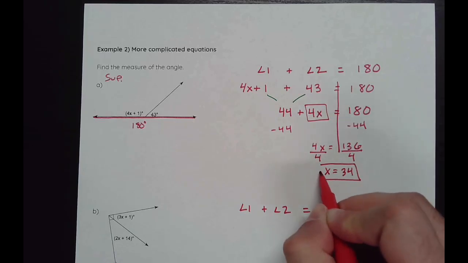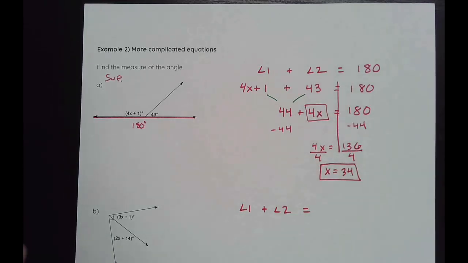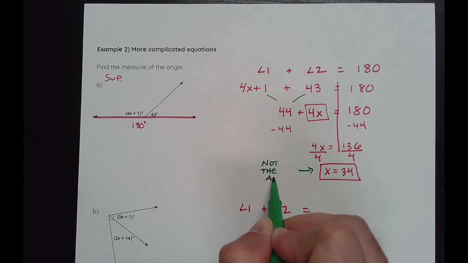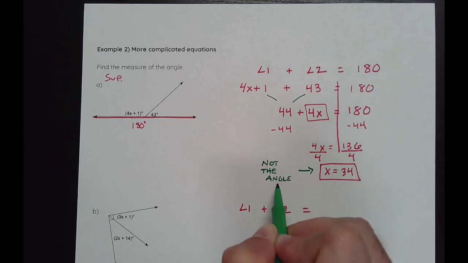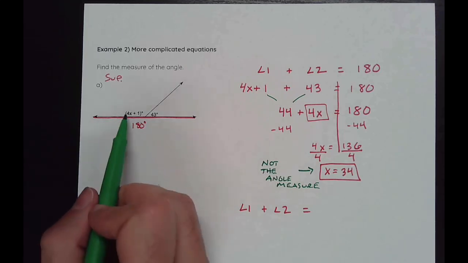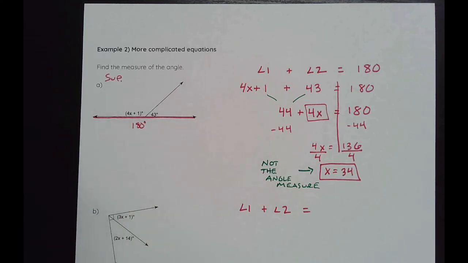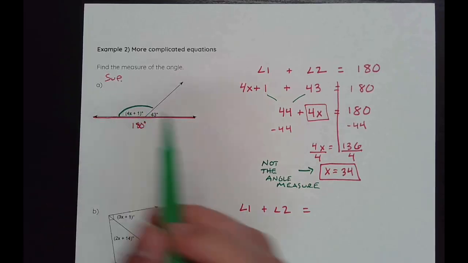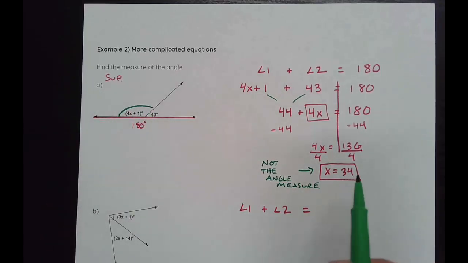Now, in this diagram, it's important to note that this here is not the angle measure. The reason it's not the angle measure this time is because I have an expression instead of just a single variable. So to find the angle measure, I'm going to substitute the x value into the expression.